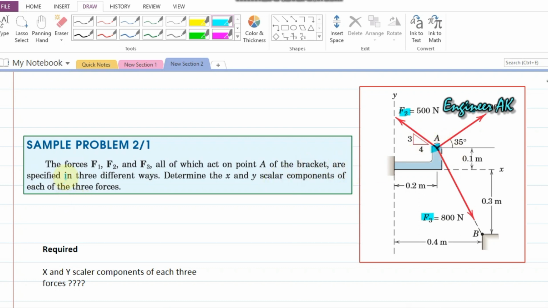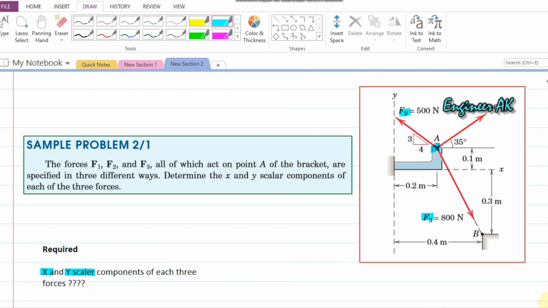They are specified in three different ways, in three different directions. You can see this is making 35 degrees with the positive x-axis. This is also making some angle, and this third force is also at a certain angle. So determine the xy scalar component of each of the three forces. What we have to do is find the x and y components of these forces.